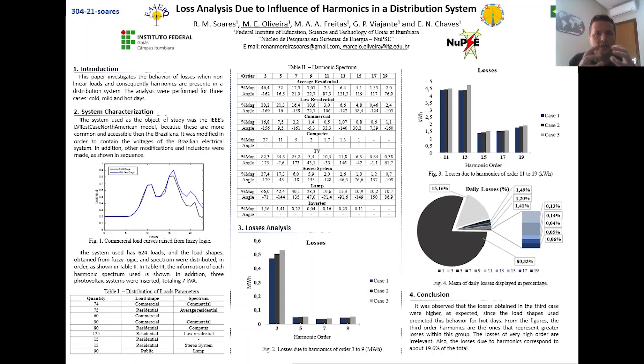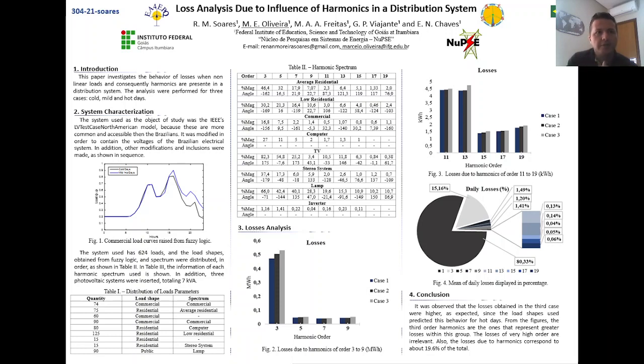As mild and hot days in Brazil are very similar, especially in some states in Brazil, only one curve was generated for these two commercial cases, where the use of, for example, air conditioning is present in these two types of days. In relation to residential curves, we have three different curves in the analysis: cold day, mild day, and hot day.